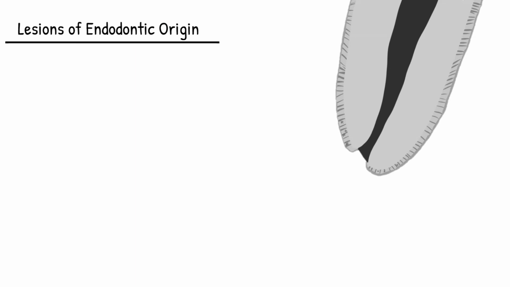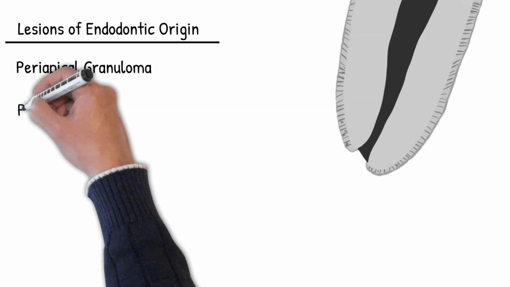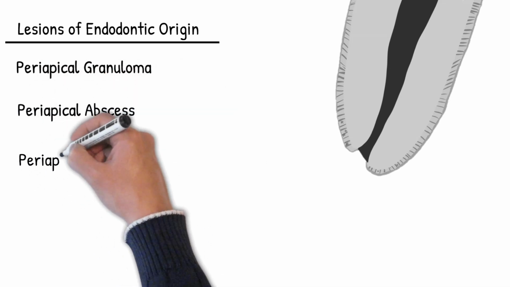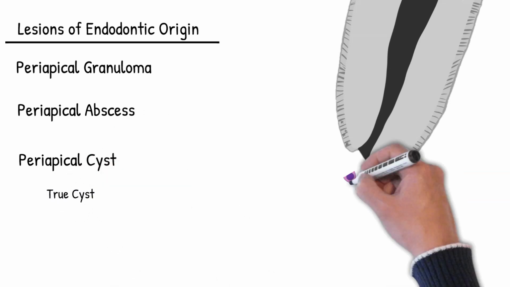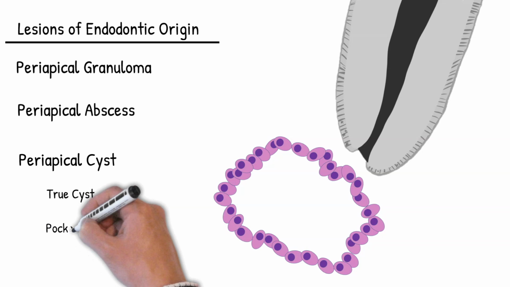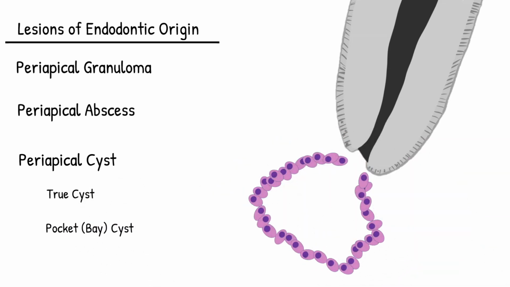The first and most common is the periapical granuloma. Perhaps representing one of the most painful lesions is the periapical abscess. Finally is the periapical cyst, which can be further broken down into the true cyst, which is independent of the root canal, and the pocket cyst, which communicates with the canal of the root. It's important to note that unless serial sectioning is performed, it's difficult to appreciate the true nature of these lesions, even on a histologic level.